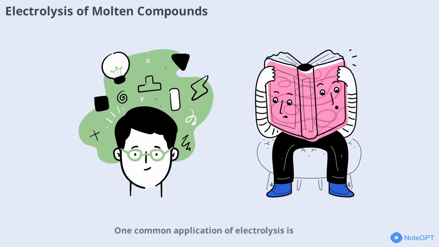A common application of electrolysis is the decomposition of molten ionic compounds. For example, when molten sodium chloride is electrolyzed, sodium metal is produced at the cathode and chlorine gas at the anode. This process is widely used in industry to extract metals from their ores. The absence of water ensures that only the ions from the compound participate in the reaction, making the process straightforward and efficient.